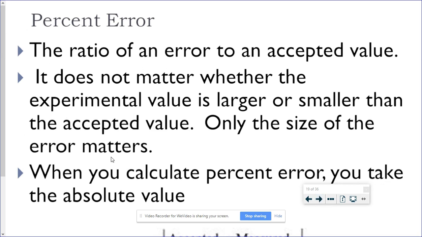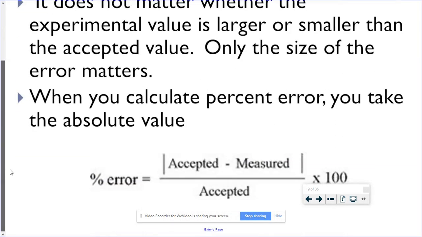One last thing that we need to talk about today is percent error. Percent error is a ratio of how much of an error there is in your experiment based on accepted values. So out in the world, there are all kinds of accepted values that really smart chemists have come up with over the years, and we look to those values to see how close our experiment was. It doesn't matter whether the experimental value is larger or smaller than the accepted value, it's only the size of the error. So you're calculating an absolute value.